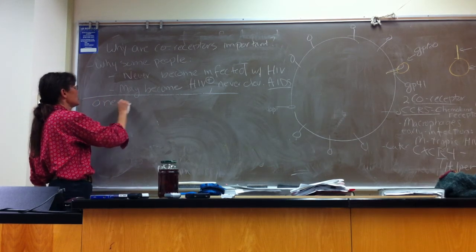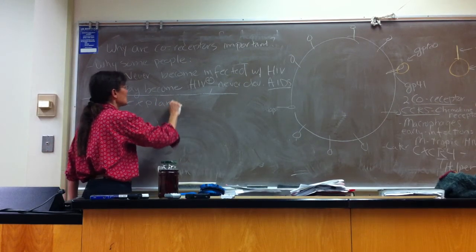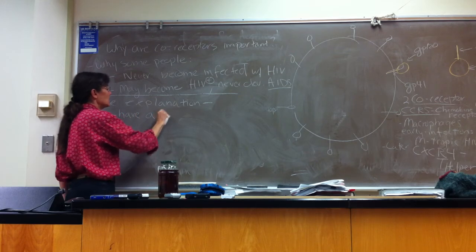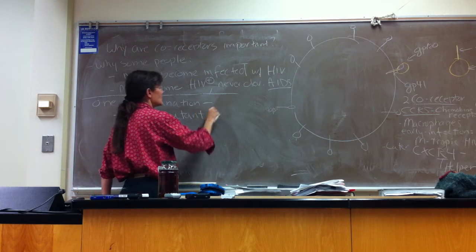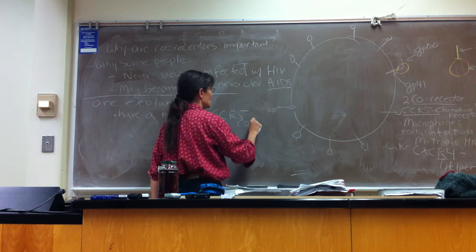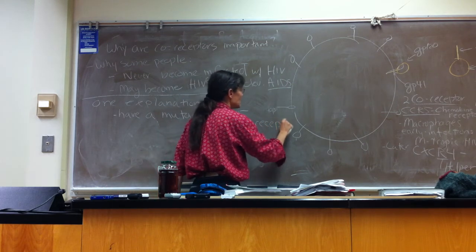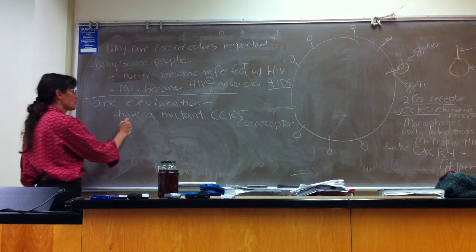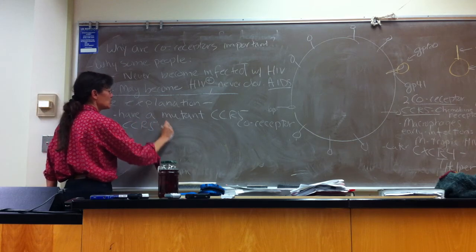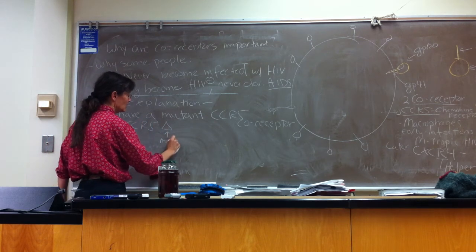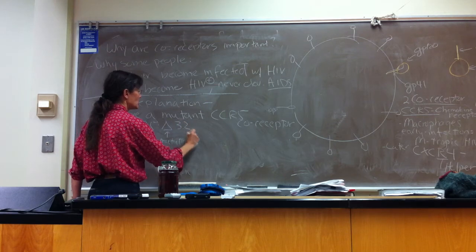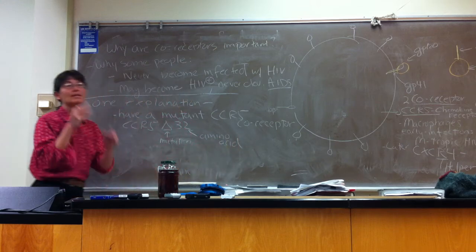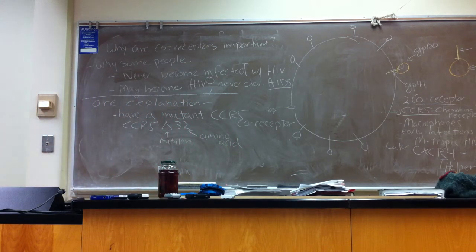So one explanation is that these folks have a mutant CCR5 co-receptor. And in one study, they've actually identified the actual mutant amino acid. So they're called CCR5 delta 32s, delta referring to the mutation, and 32 referring to the amino acid. The 33rd amino acid in the co-receptor is different from what we call normal or wild type.